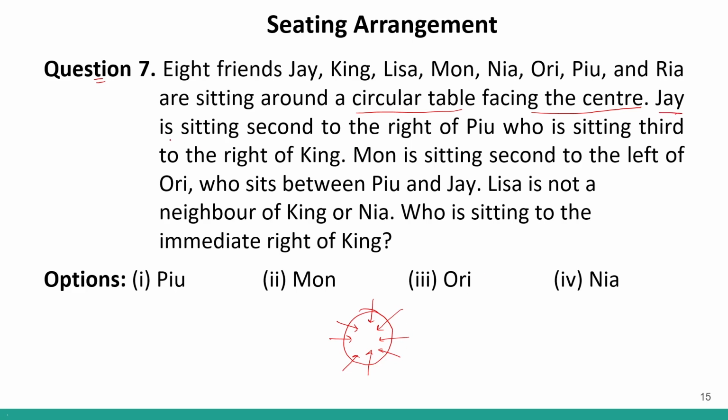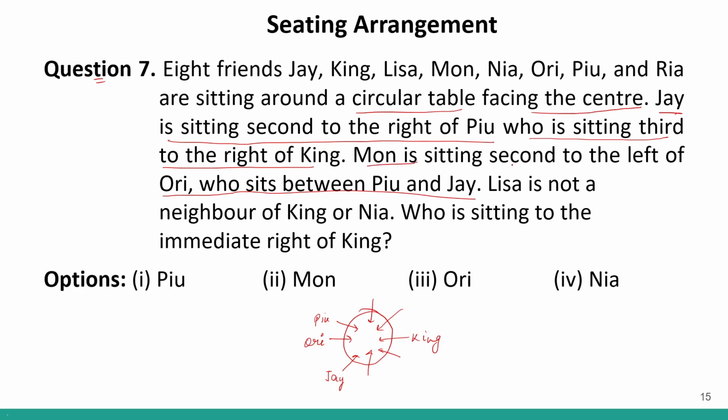J is sitting second to the right of PU. So J is sitting, let's say, second to the right. So PU will be over here. J is sitting second to the right of PU, and PU is sitting third to the right of King. So King will be over here because PU is sitting third to the right of King. Correct? Now, Mon is sitting second to the left of Ori. Ori sits between PU and J. So Ori will automatically come over here, because she sits between PU and J.